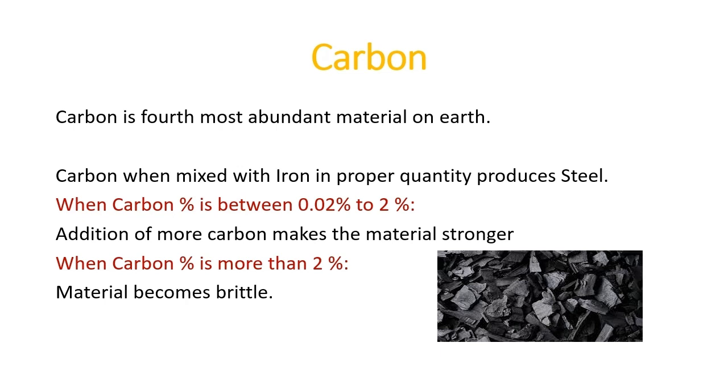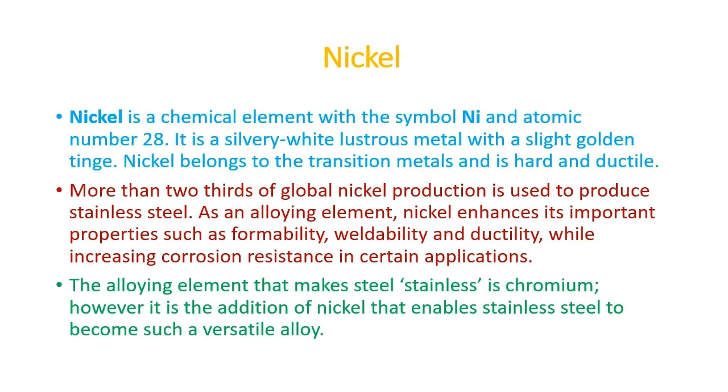So we will discuss this with the example when we will discuss various types of steel like SS316 and SS304. Next important material is nickel. Nickel is a chemical element with the symbol Ni and atomic number 28. It is a silvery white lustrous metal with a slight golden tinge. Nickel belongs to the transition metals, and it is hard and ductile.